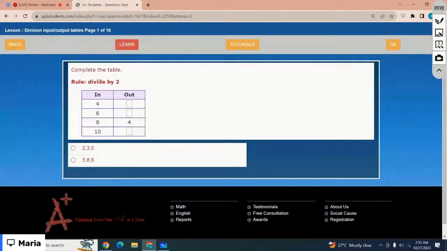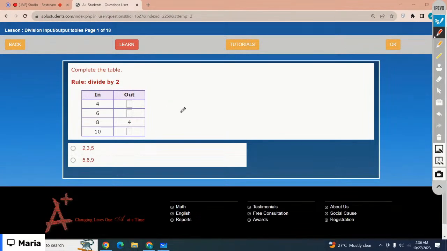Okay, complete the table. The rule is you have to divide each input value by 2, right? So here the input value is 4. The output value is 4 divided by 2. 4 by 2 is 2. That means here you have 2, right?